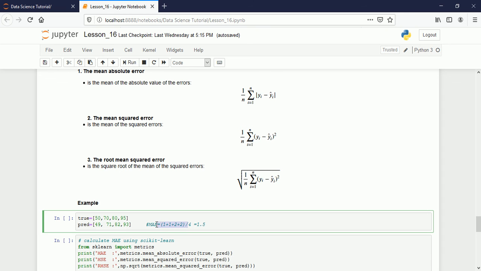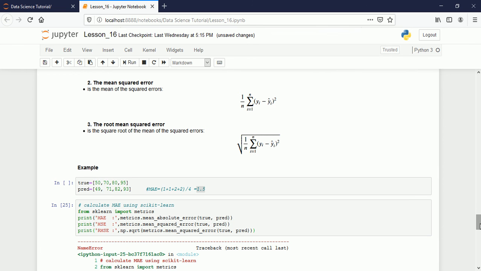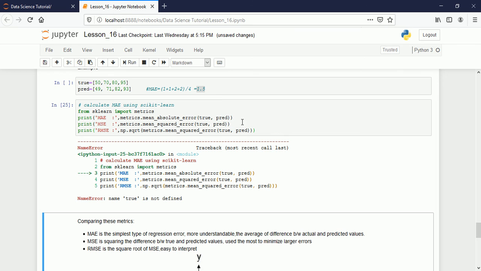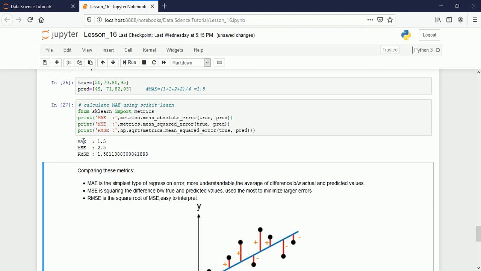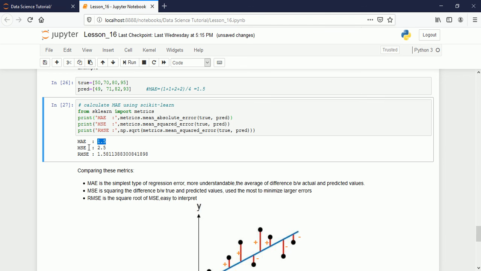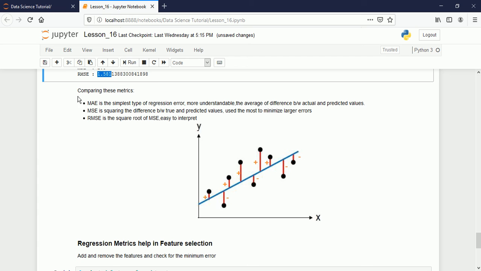So we add them all and divide, and this will be the mean absolute error. Like that, for each and every value we have to calculate, and it gives us these values. First I have to execute this one. Yeah, now let's see, these are the values. So the mean absolute error is 1.5, the mean squared error is 2.5, and the root mean square error is this value. The minimum values are preferable, not the maximum. You have to remember this: how to calculate these values and how to compare the metrics.